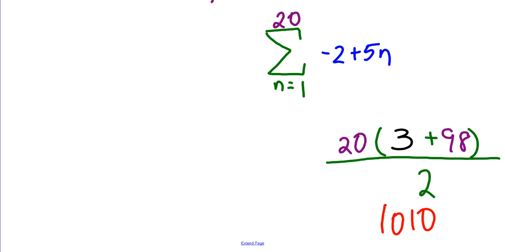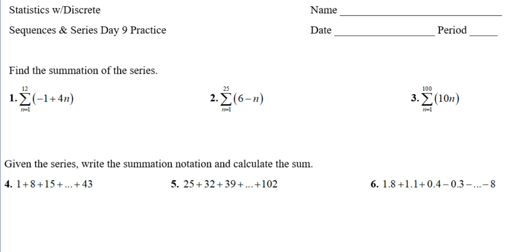So at this point, you're going to try some practice problems. You're going to find the summations of the series, and then given the series of values, can you write the summation notation that looks like this and also calculate the sum? This goes along with the class kick, so you can type in your values to check. You also have jumbled answers that do not include sigma notation attached to the last page of your packet.